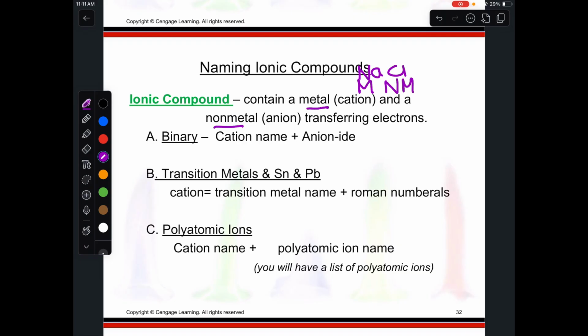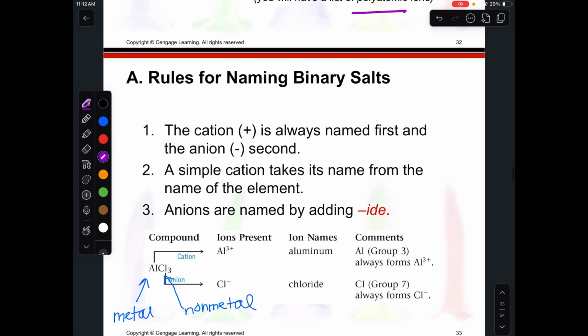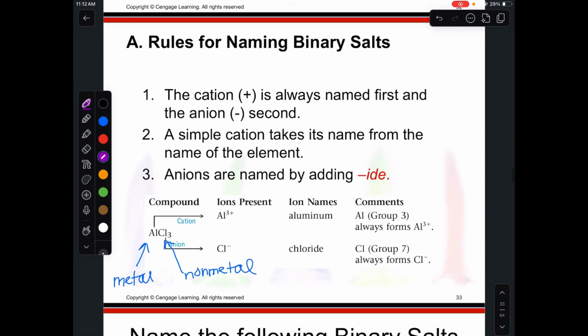Binary is pretty easy, so we're going to first focus on that. Again, the cation is first, the anion name is second, and we change the ending to -ide. If that cation is a transition metal, which is group 3 through 12 on the periodic table, or tin and lead, we use Roman numerals. And then we're going to talk about polyatomic ions, and you will have a list to reference that. So let's dive into naming binary salts. Again, salt is just a term for ionic compound.